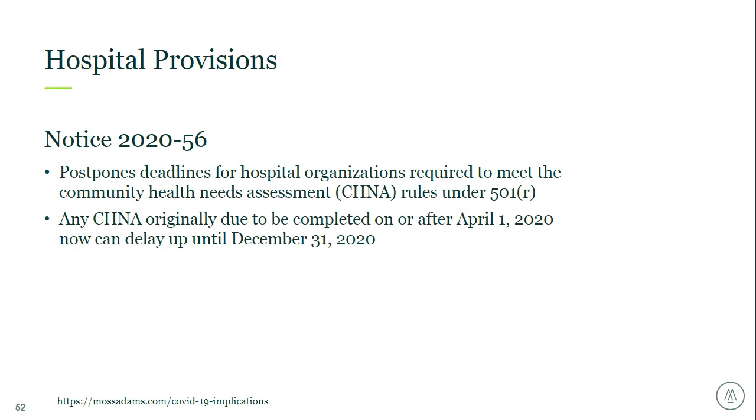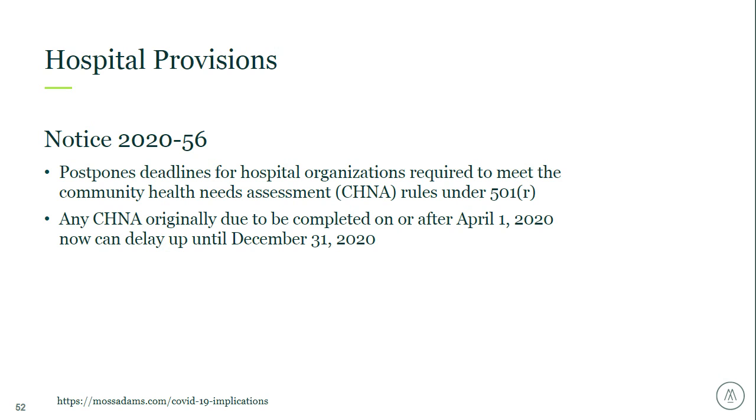For any organizations on the call which are hospitals, Notice 2020-56 did postpone the deadline for hospitals which were required to meet the community health needs assessment rules under 501(r). So if you did have to complete a community health needs assessment or implementation strategy, and that was required to be posted on the website anytime on or after April 1st, it was automatically deferred to December 31st, 2020. So if you had an implementation strategy which was due anytime after April 1st, make sure you get the CHNA and the implementation strategy posted on the website by year end.